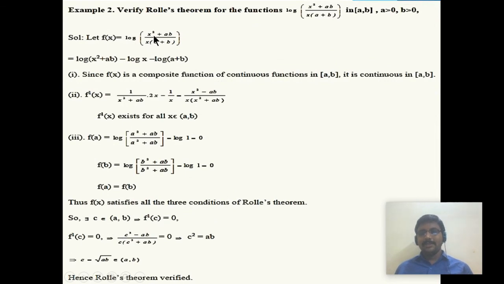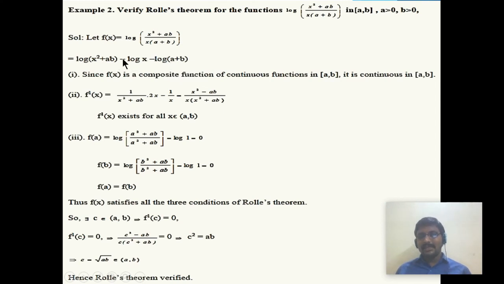Another application: verify Rolle's theorem for the function f(x) = log((x square plus ab)/(x(a plus b))). Since log of a by b is log a minus log b, the log function is always continuous. Log x is continuous for x greater than 1. Both the functions are continuous here.